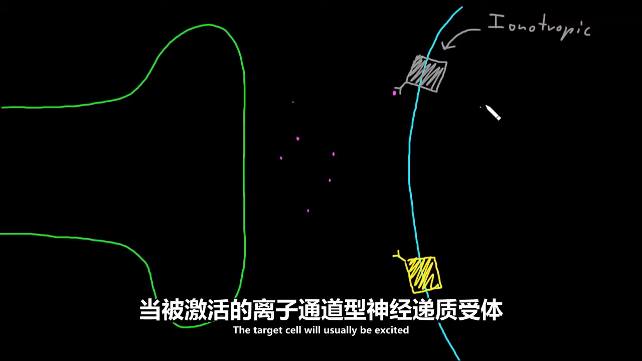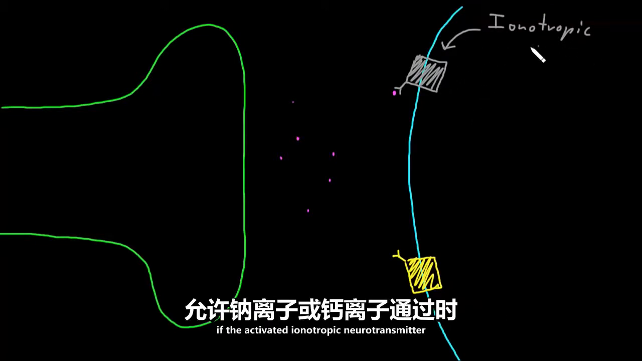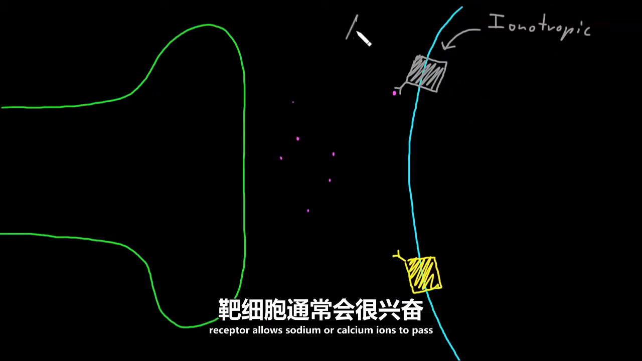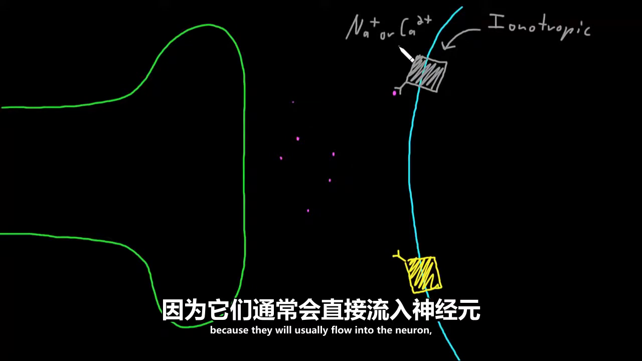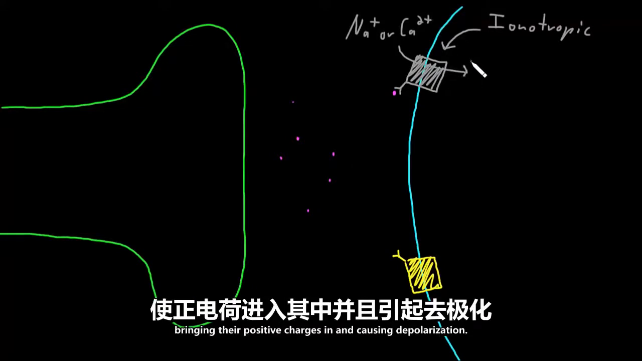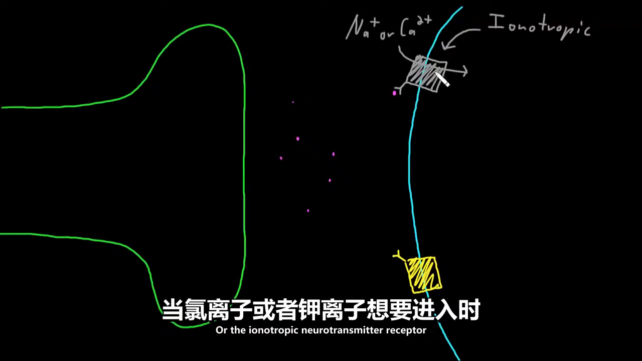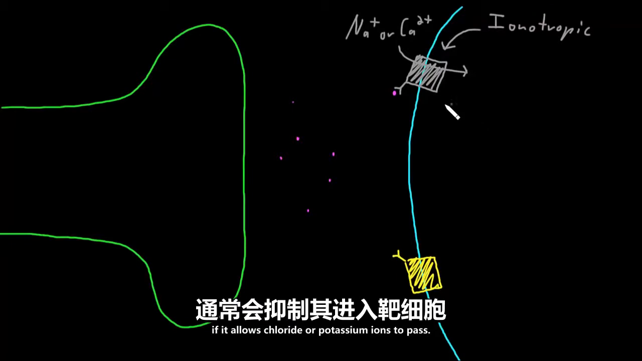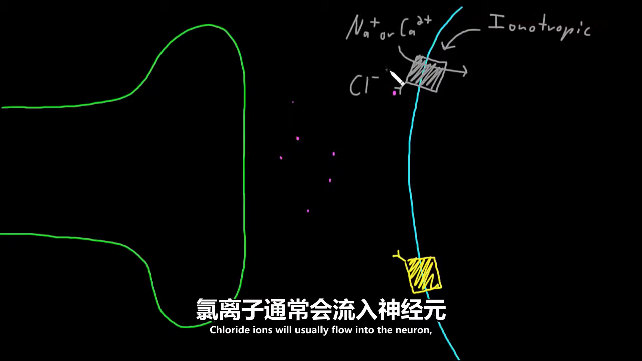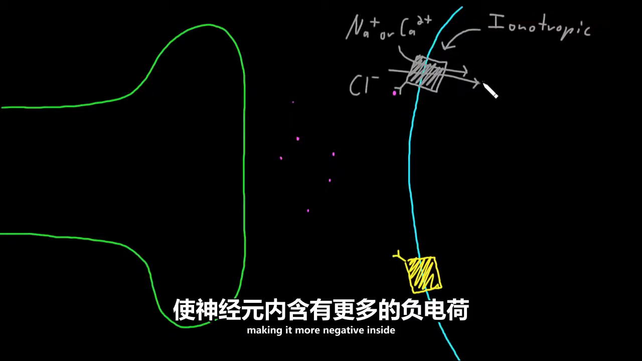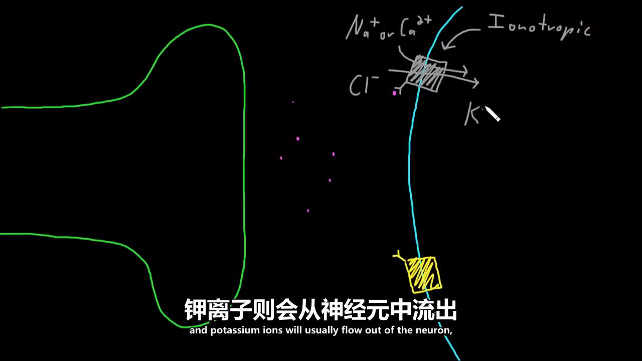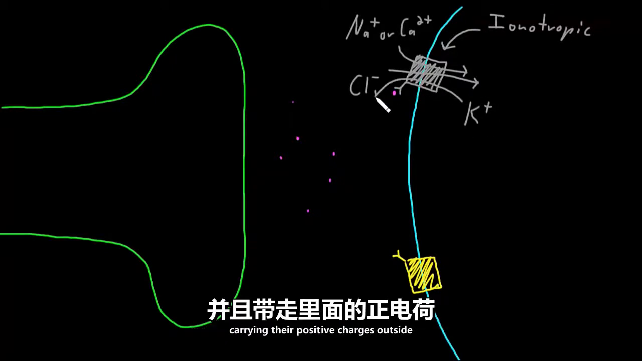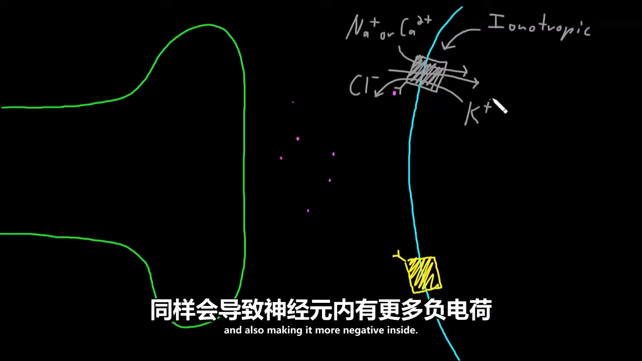The target cell will usually be excited if the activated ionotropic neurotransmitter receptor allows sodium or calcium ions to pass, because they will usually flow into the neuron, bringing their positive charges in and causing depolarization. Or the ionotropic neurotransmitter receptor will usually cause inhibition of the target cell if it allows chloride or potassium ions to pass. Chloride ions will usually flow into the neuron, bringing negative charges in, making it more negative inside, and potassium ions will usually flow out of the neuron, carrying their positive charges outside and also making it more negative inside.